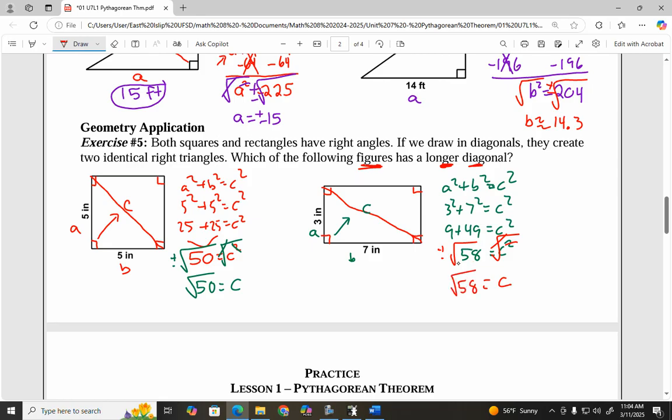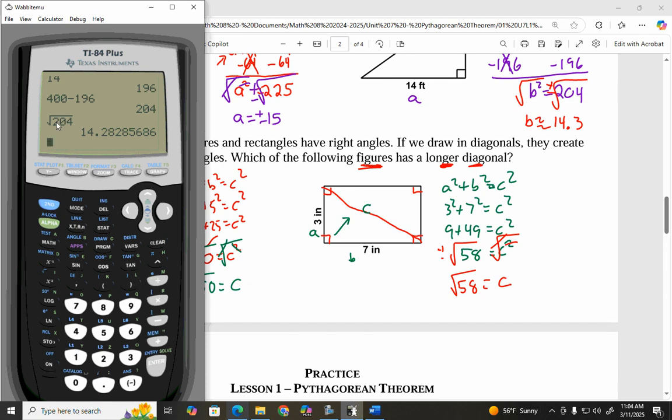Which is bigger, square root 50 or square root 58? Of course, square root 58 is larger. And if you don't believe it, or if it's hard for you to look at it in square root form, then fine, you could go do it on your calculator. Take a look. Square root of 50 is that number. Square root of 58 is that number.